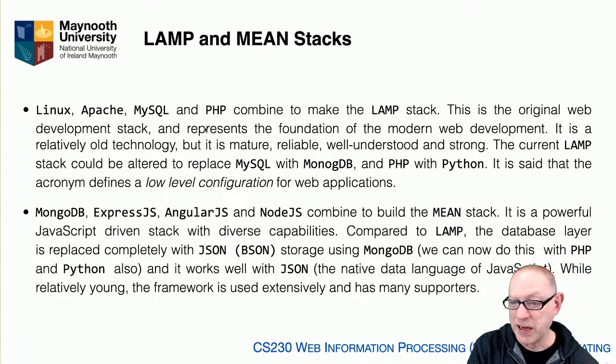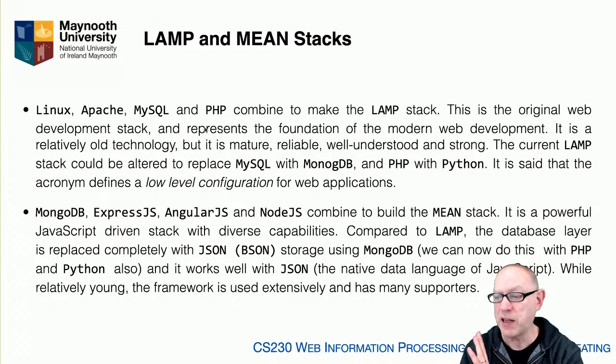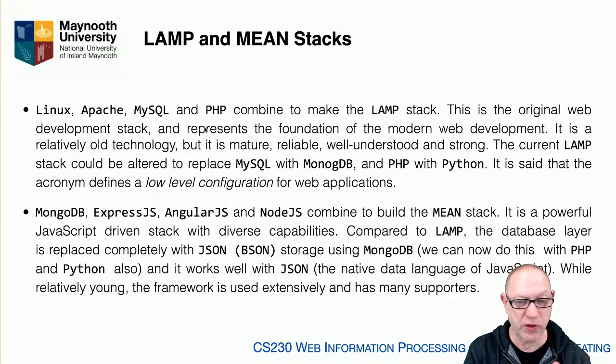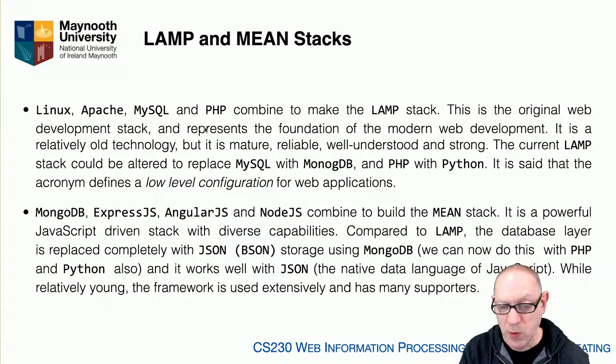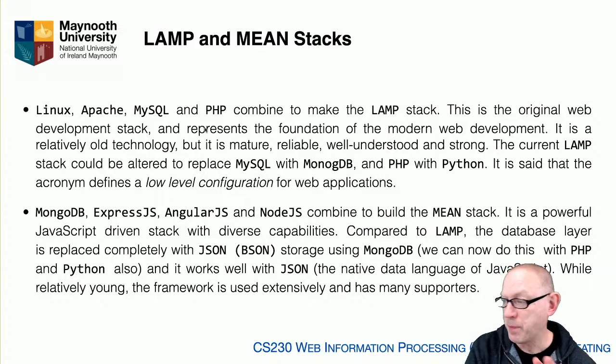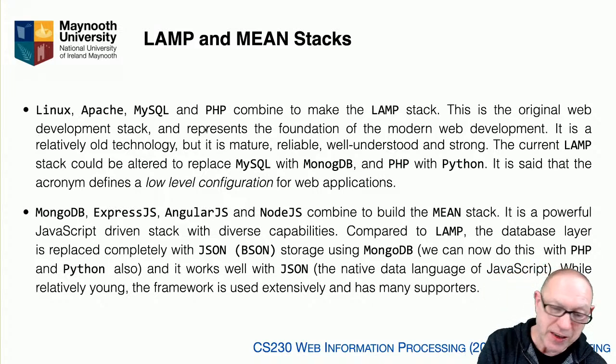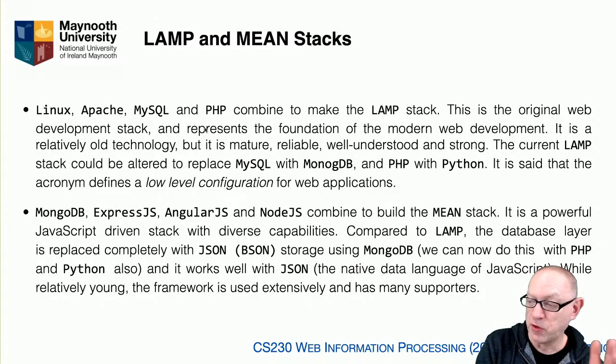And compared with LAMP, the database layer is replaced completely, if you like, with JSON or BSON storage using MongoDB. And we can do this with PHP and Python also, so that's not a problem. It also works really well with JSON across the whole tier, the whole 4 tiers. And JSON, of course, is the native data model language. It's relatively young. The framework is used extensively.